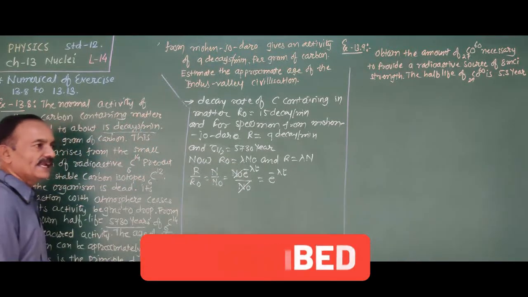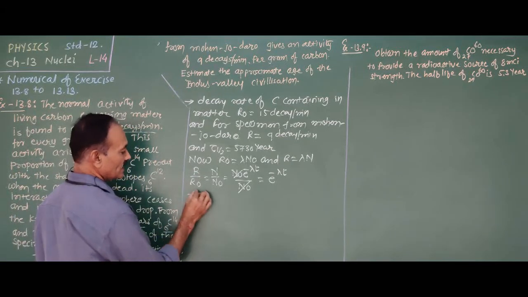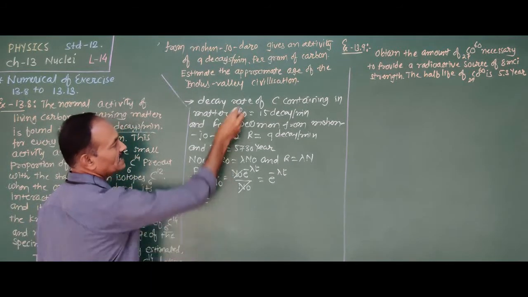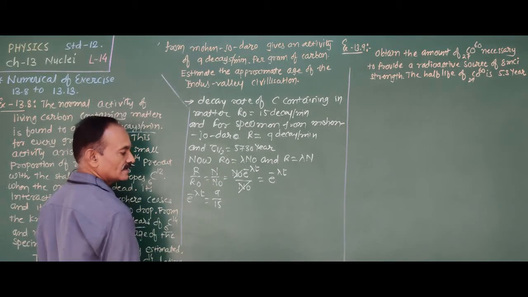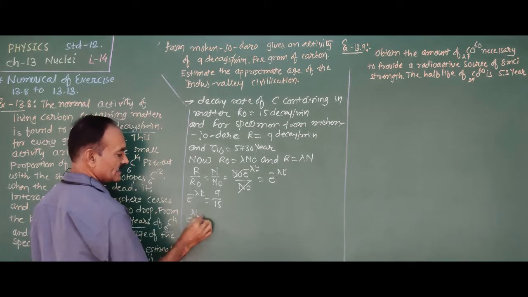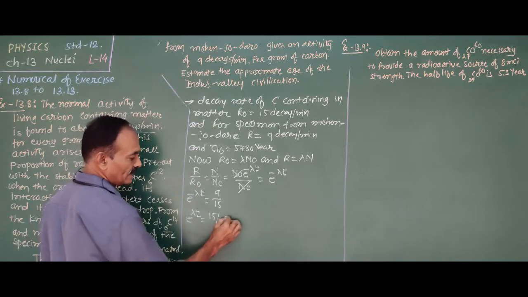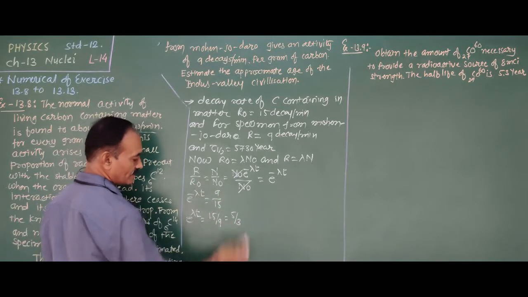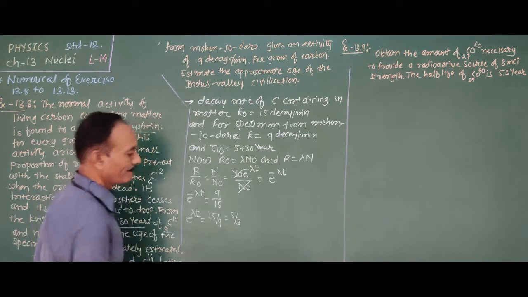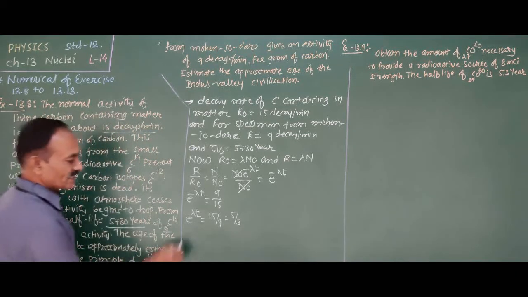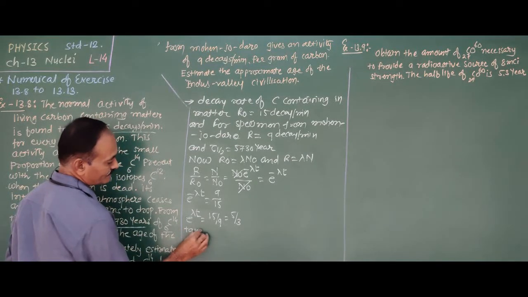Taking the natural log on both sides. R is already known, 9, R0 is 15. Therefore, we can write e raised to lambda t is equal to 15 by 9, which is equal to 5 by 3. Now our interest is to find out t. Therefore, taking ln on both sides.